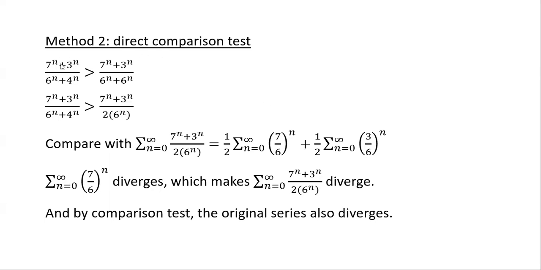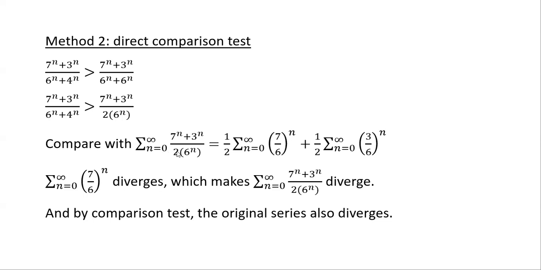This is our original guy. What if we change this 4 to the n to a 6 to the n? Now, is this guy bigger or smaller? It's smaller, because 6 to the n is bigger than 4 to the n. We're dividing by more, and when we divide by more, the final value is less. That's why I put a less than sign here. Then we can rewrite the bottom as 2 times 6 to the n. So we can rewrite this guy as this. I put it in a summation as well because it's the series we're going to compare with.